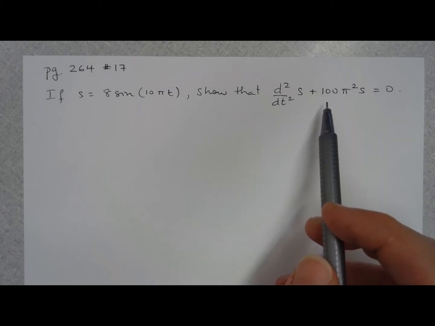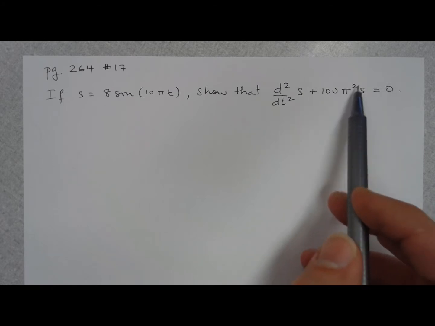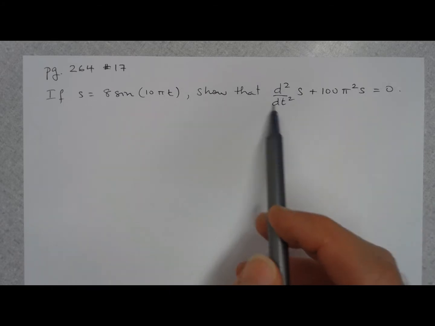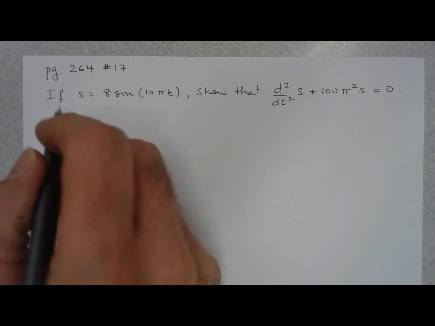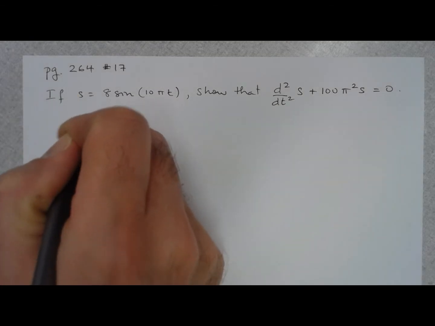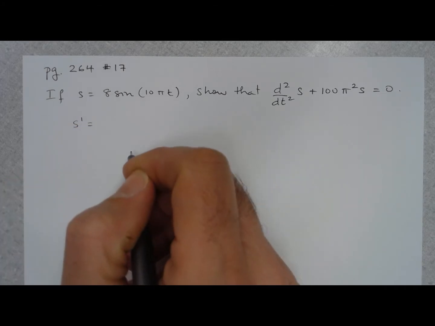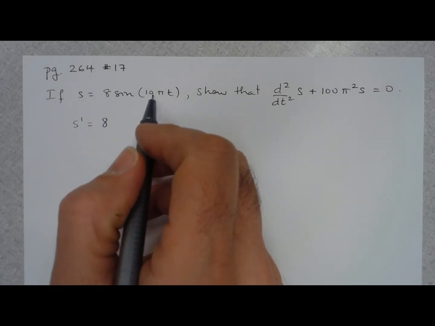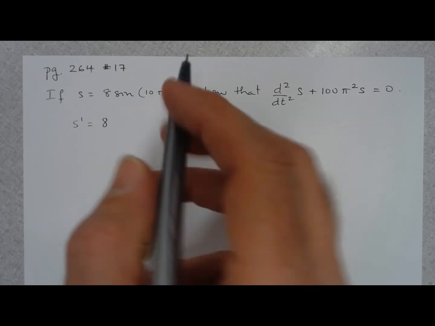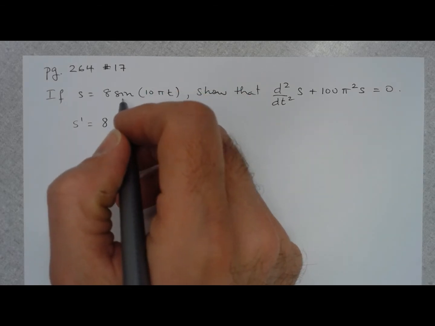Okay, so we already know what s is. It's the given function, but what we first have to determine is the second derivative. So we're going to do that by first determining the first derivative. Take the derivative of s, and here, 8 is just a constant. So it's just going to be 8 times the derivative of sine 10 pi t. And I notice here that I'm going to have to use the chain rule.